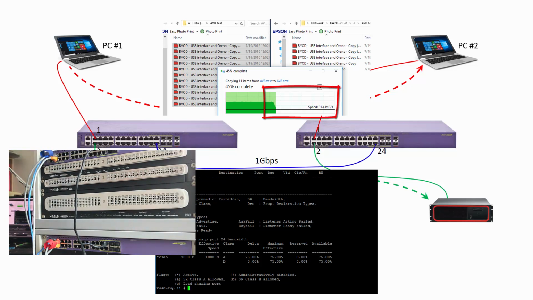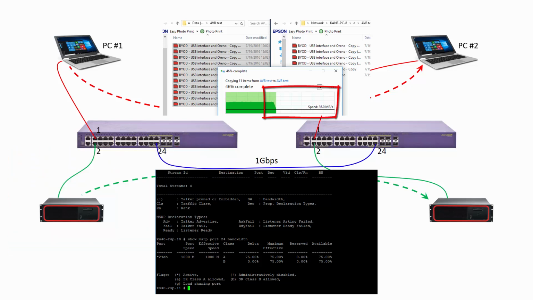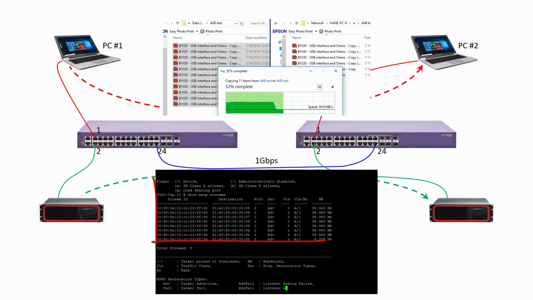We notice that there's a decrease in the non-AVB data speed. This is because the bandwidth is now being reserved and prioritized for AVB traffic. We can also verify by listening that the AVB stream is being successfully passed through. Using the show MSRP streams command again, the switch now shows us a list of AVB streams.